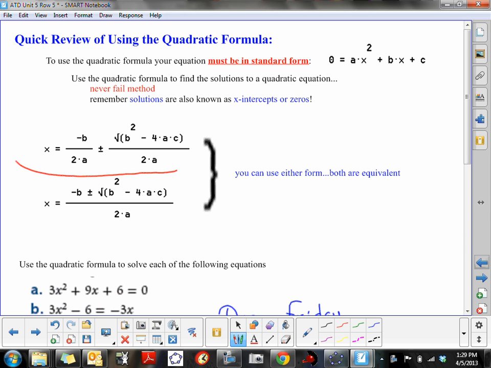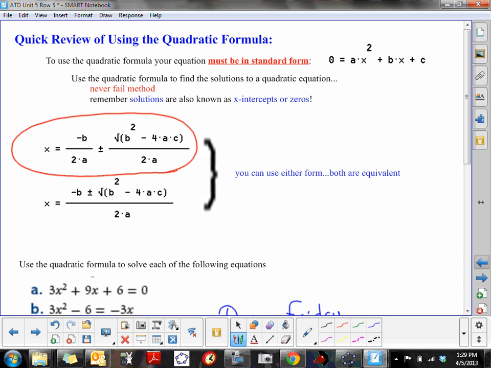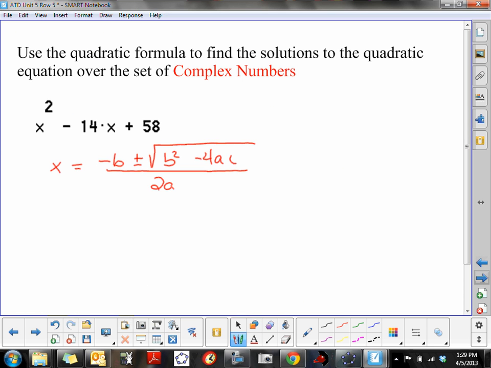I'm going to keep lobbying that you use this form of the quadratic formula because it resolves some of these issues of distributing the division later. But if you use this, then you're going to have to know how to distribute your division. They're both equivalent, you just got to know how to finish it. Going back to this one, what is the value of b in our equation?